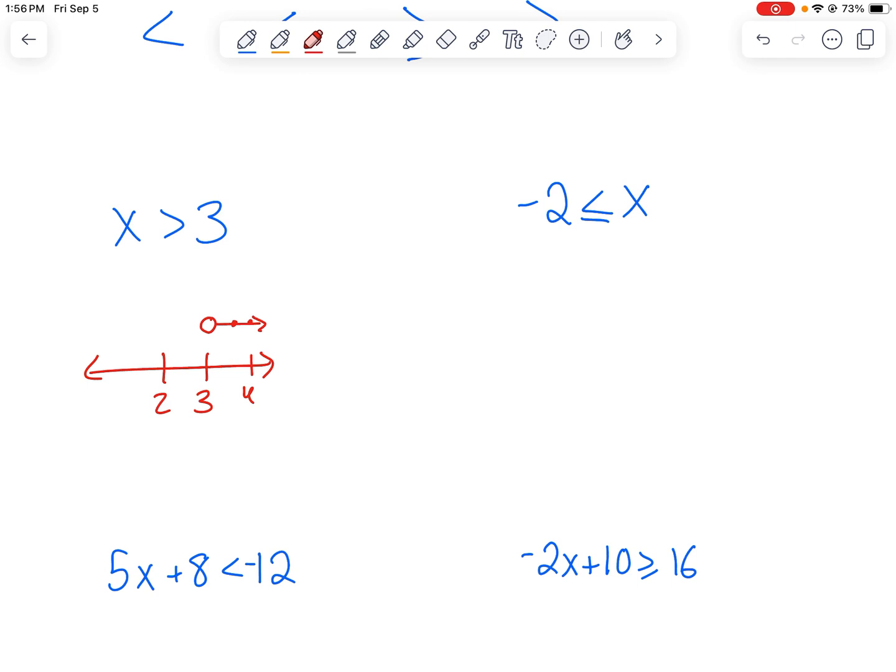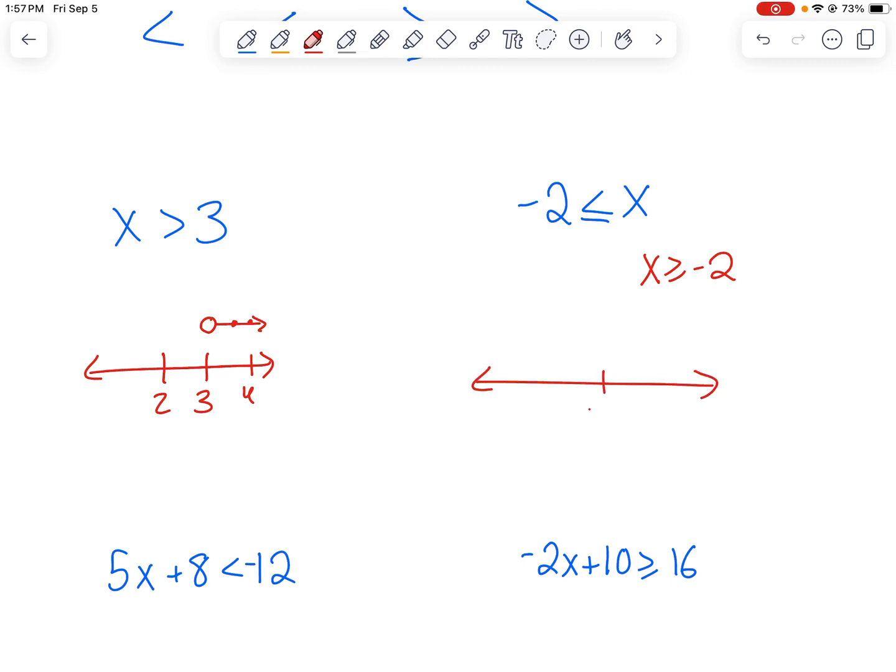The next one says -2 is less than or equal to x. That means that x is greater than or equal to -2. I could think about what values make this true. Any x that is larger than -2. So all of the positive numbers would make this true.